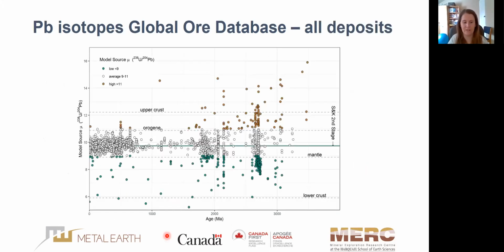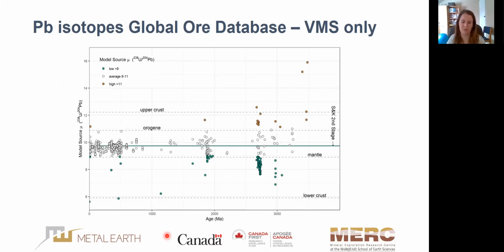Looking at the same plot again, this shows all the data we have in our database, mostly from all minerals, mostly galena. And this is showing just the VMS deposits. While we're considering all the data together, we consider the VMS data to be a bit more reliable.